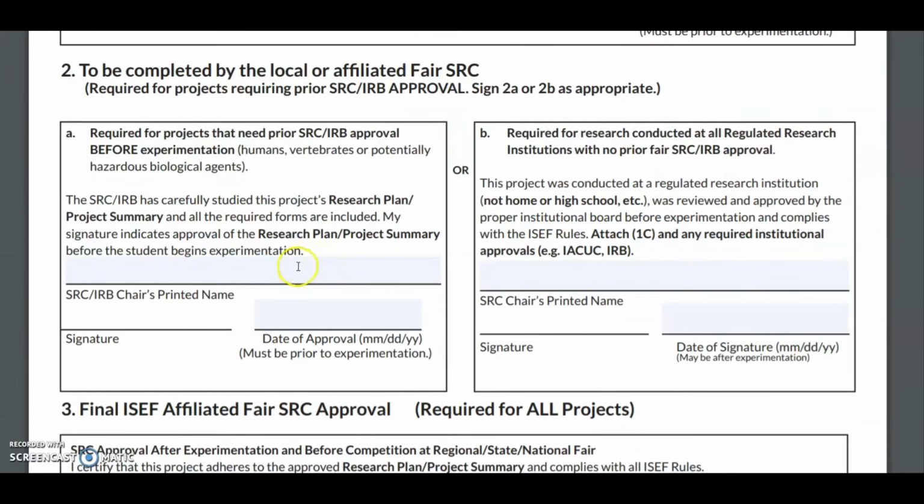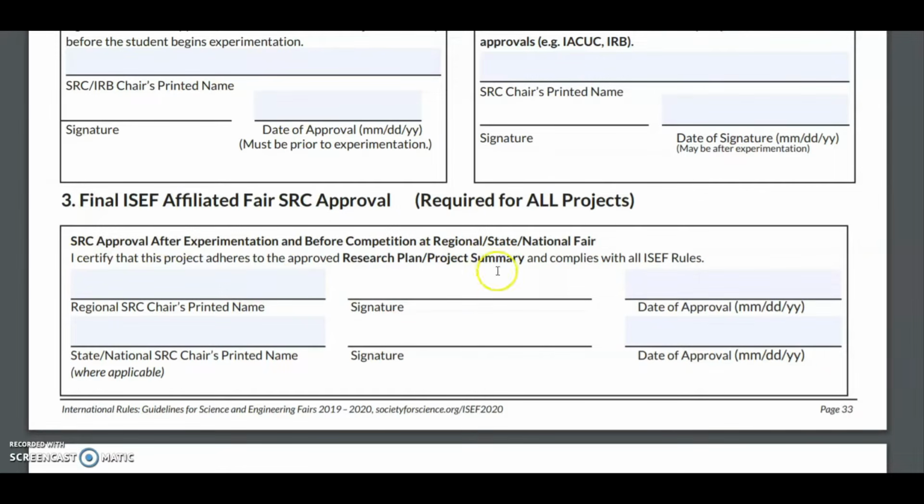So as you can see, there are 2 parts here. In Part 2, required for projects that need prior SRC IRB approval before experimentation, or it can also be required for research conducted at regulated research institutions with no prior fair SRC or IRB approval. But this one, the third part, is required for all projects. So meaning to say, whether you need the approval of the SRC or not, this should be completed by the final ISEF affiliated fair SRC approval.